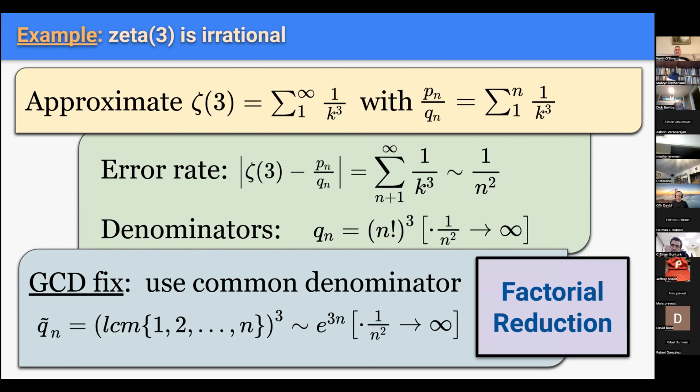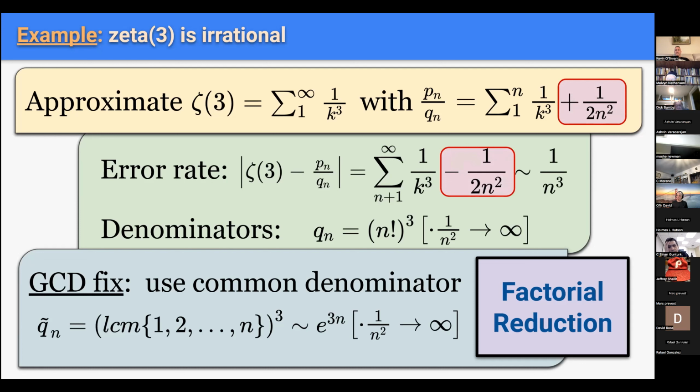So at this point, we can try to find better improvements. And one way of doing it is just adding 1 over 2n squared to the approximation. And the reason that I chose this 1 over 2n squared is that if you look at the error rate, this is going to jump from 1 over n squared to 1 over n cubed. Right? I improve the error rate. If I look at the denominators, with the LCM, it doesn't change too much. Right? If I don't multiply everything and I just take the LCM, it doesn't change too much. So I still have the e to the 3n, and if I multiply it by 1 divided by n cubed, it still goes to infinity, but it goes to infinity slower.